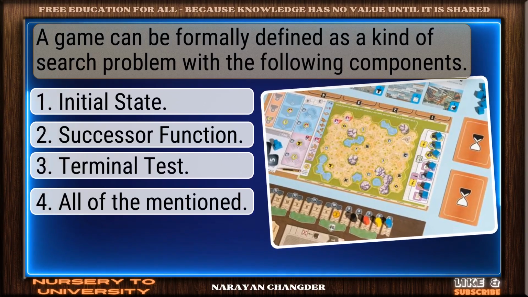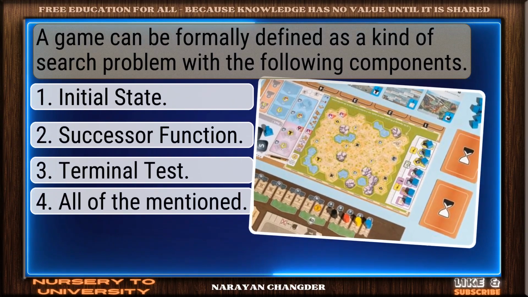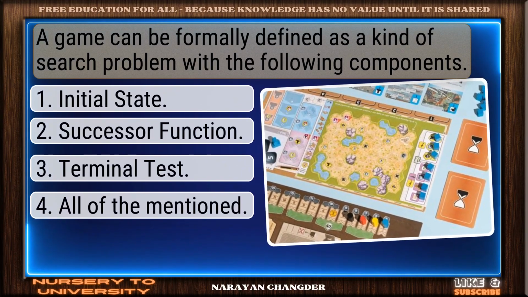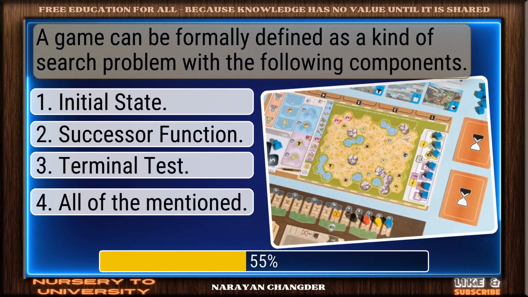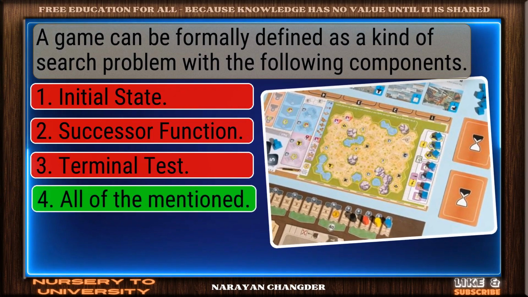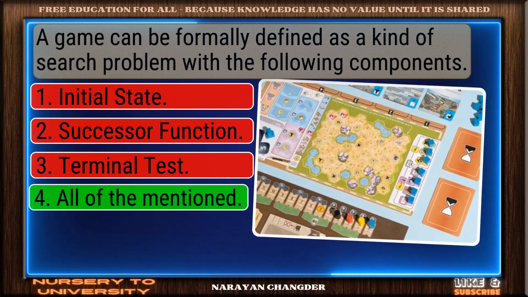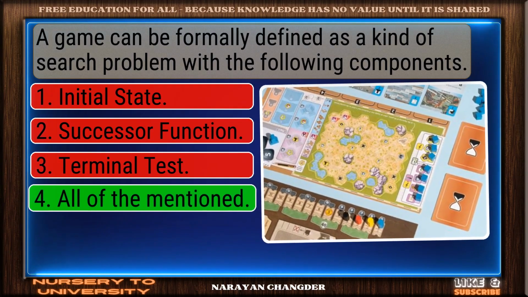A game can be formally defined as a kind of search problem with the following components. Exactly. All of the mentioned makes sense and it is the right choice.